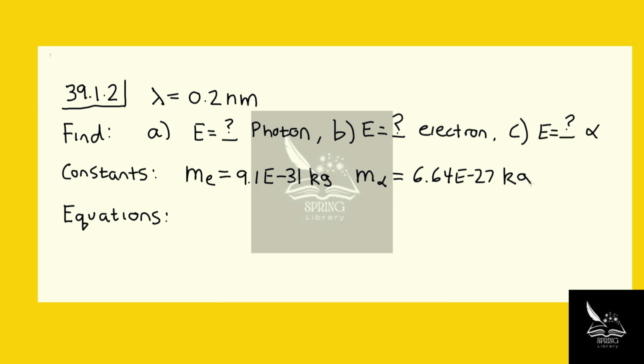We're also going to need Planck's constant and the speed of light, h and c. For our equations, the energy of a photon, a particle with no mass, is hc over lambda. The energy for a particle with mass is something a little bit more complex, but not much more. It's h squared over 2m lambda squared. So these are the two equations we'll need. Let's jump into it.